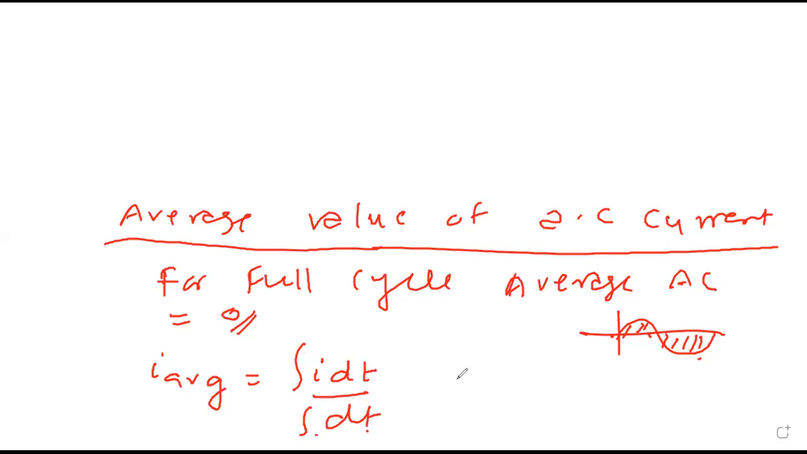Not followed this formula? Roughly, I is dq by dt or not? So dq means I dt. So total charge is the integration of dq, which is the integration of I dt. Total charge upon total time is the average. Clear? Then I'm doing 1-2 numericals to give you the idea.